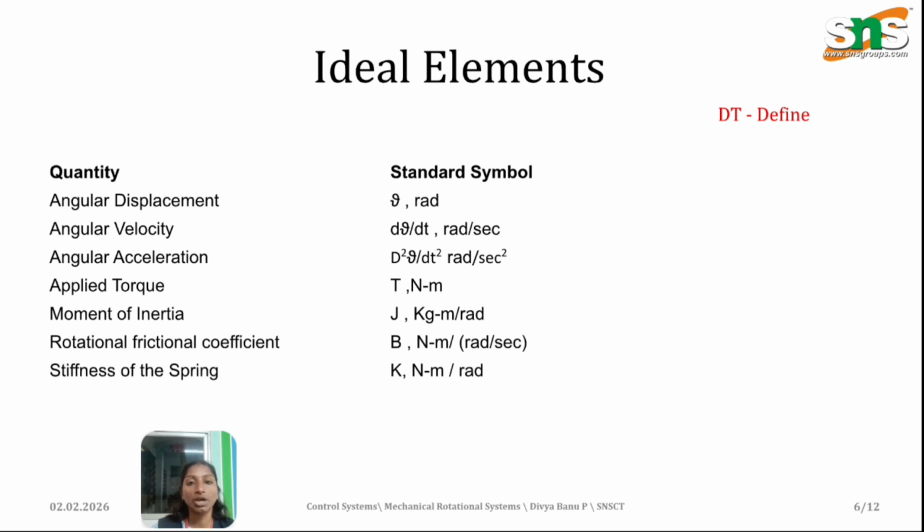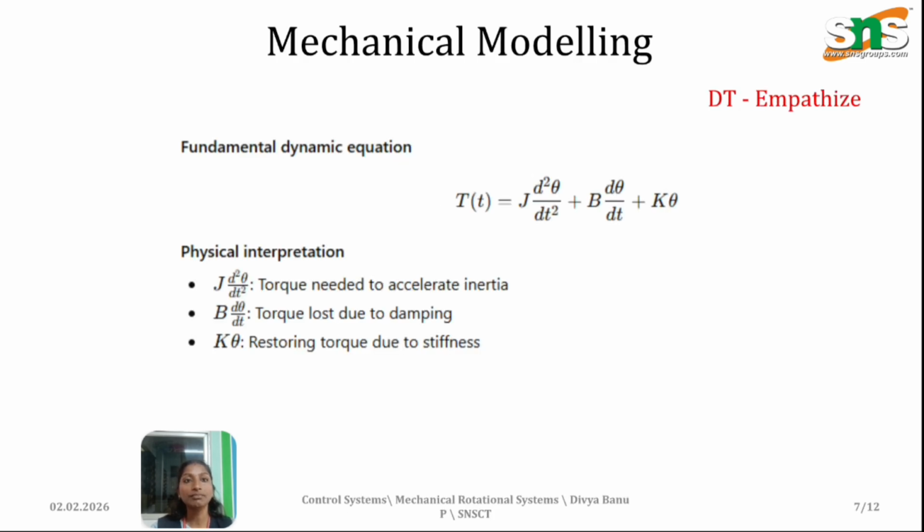Applied torque is mentioned as T, and its unit is Newton meter. Moment of inertia is J, which is in kilogram meter square, rotational frictional coefficient is B, in Newton meter second per radian, and stiffness of the spring is K. So these are all the ideal elements that we are going to use when solving the problems.